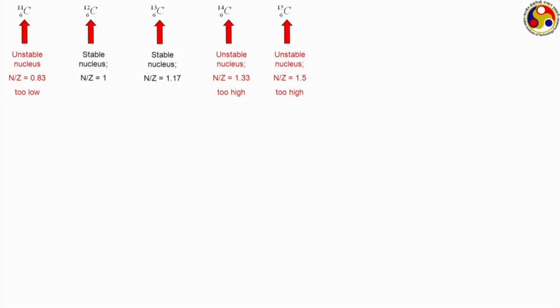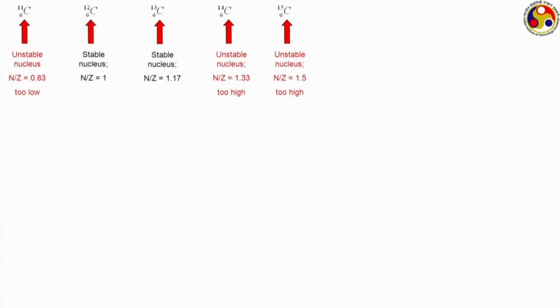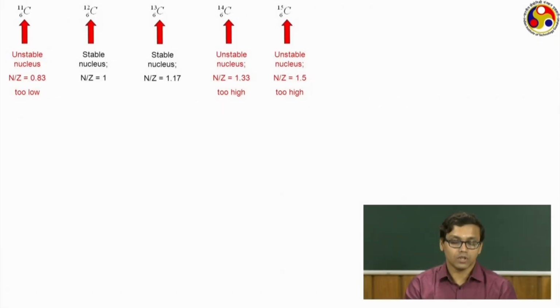But when we go to a low value of N by Z, like for 6C11, where there are 5 neutrons, giving an N by Z value of 0.83, or when we go to the territory of large N by Z ratio, like for 6C14 or 6C15, where 6C15 has 6 protons and 9 neutrons, giving an N by Z ratio of 1.5, both these two situations are generally quite unstable from the nuclear reaction point of view.